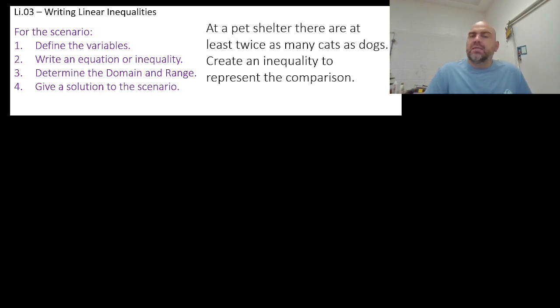So here's the example. It says, at a pet shelter, there are at least twice as many cats as dogs. Create an inequality to represent the comparison. All right, so we're doing an inequality. We're going to represent the comparison of the number of cats compared to the number of dogs.